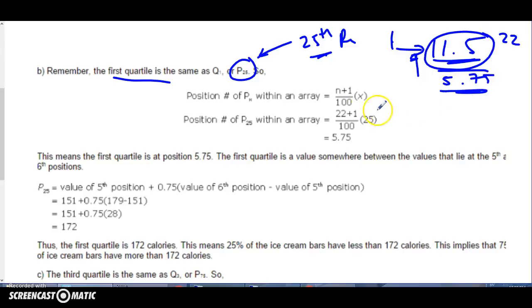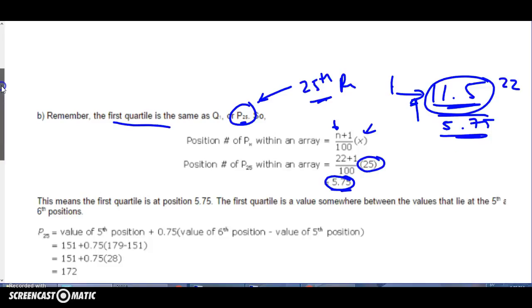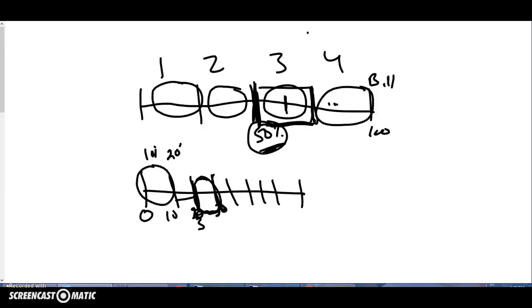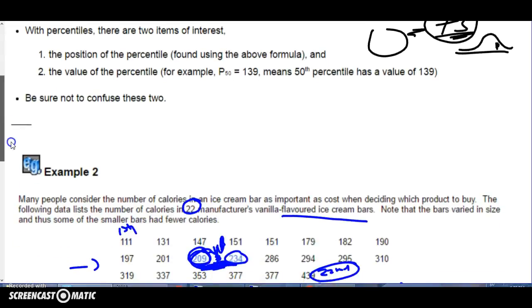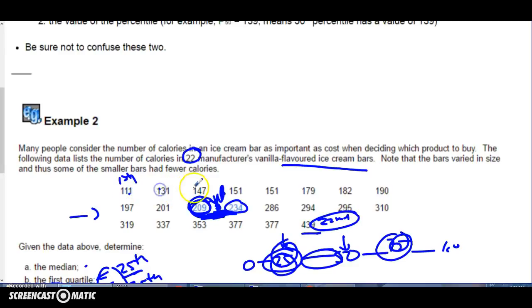So let's show that that's what we're getting mathematically. Again, n is 22. But now I'm in the 25th percentile, so I change this to 25. That's why I get the 25 here. So 22 plus 1 divided by 100 times 25 is 5.75. So I am in the 25th percentile. Let's go back here. The 25th percentile is 5.75, right? So that's 1, 2, 3, 4, 5. So between here and here, but I'm not in the middle. I'm 3/4 of the way, or 0.75 of the way to here.